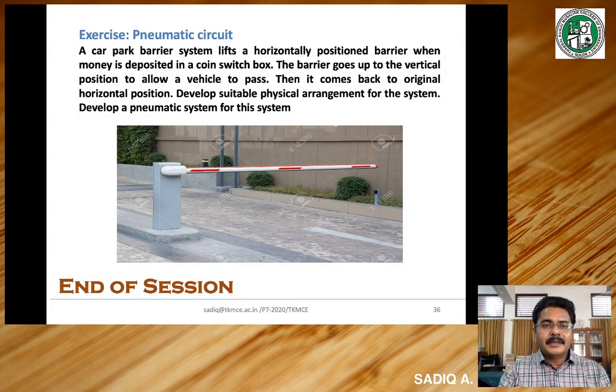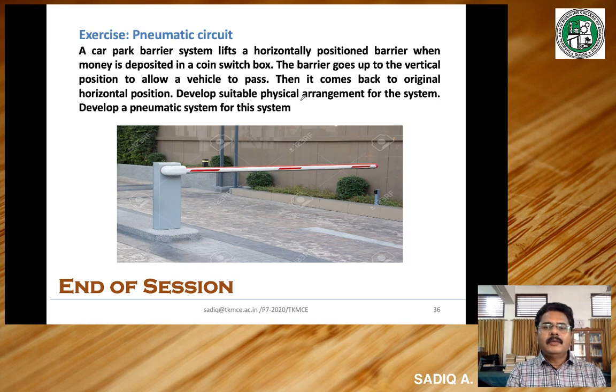For the sake of concluding hydraulic and pneumatic circuits, I would like to give you an exercise. You might have seen this kind of car park barriers, and imagine that the barrier is operated by means of a pneumatic circuit. The question is: a car park barrier system lifts a horizontally positioned barrier when money is deposited in a coin switch box. This is a common situation that we see in our parking areas and malls. The barrier goes up to a vertical position to allow the vehicle to pass. Then it comes back to the original horizontal position.